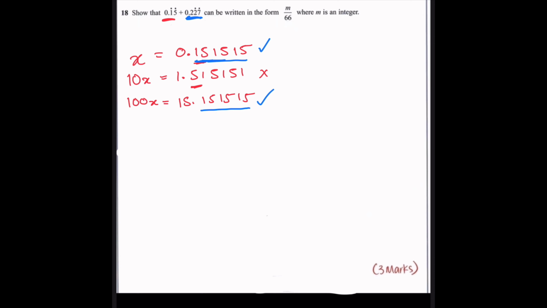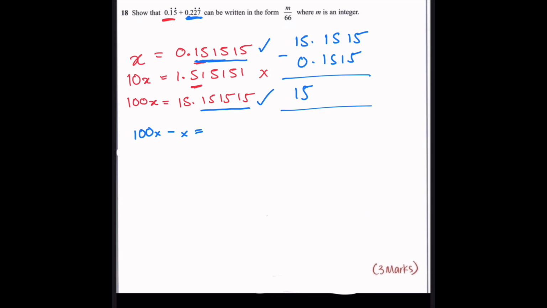I'm then going to do 100x take away x. This gives me, both the decimals should cancel each other out. I'll show you that really quickly. 15.1515 minus 0.1515. The decimals cancel each other out, and I just get left with 15. So that's the purpose of this. It cancels the decimal, leaves me with a whole number.